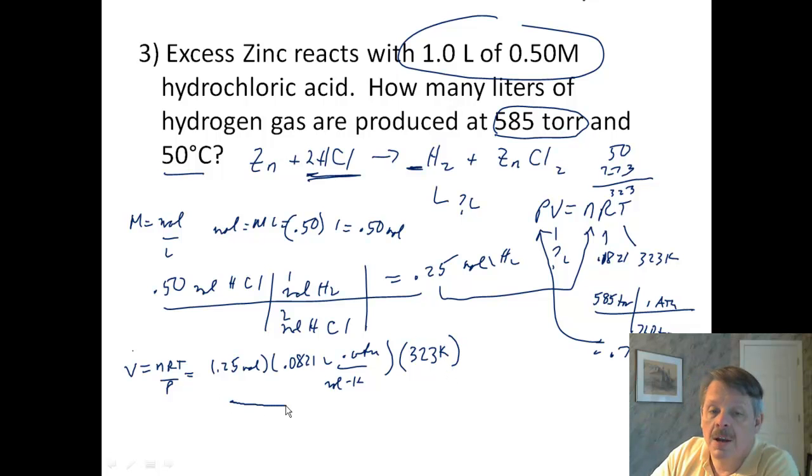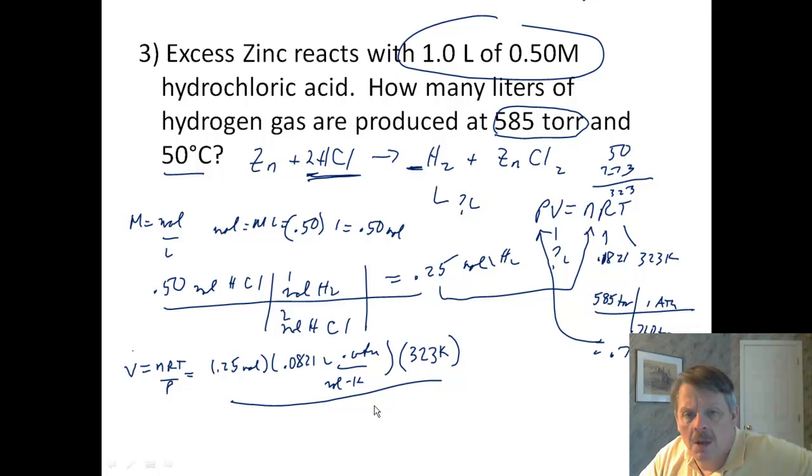And I'm dividing by my pressure. And my pressure is, what's my pressure? Pressure is 0.76974 ATMs. All right, before I go any further, I'm going to check my units, and I notice ATMs cancel.